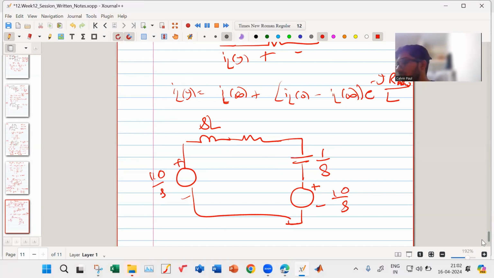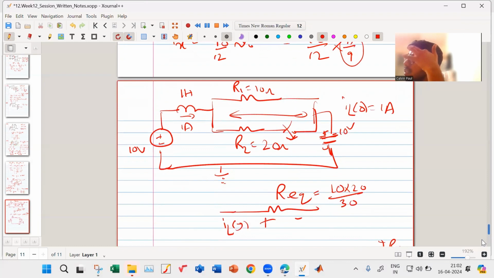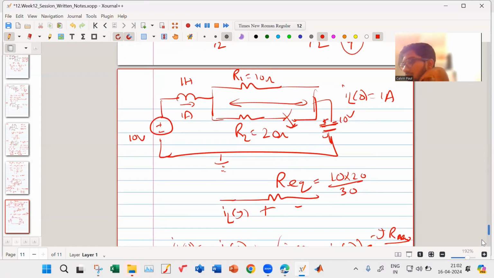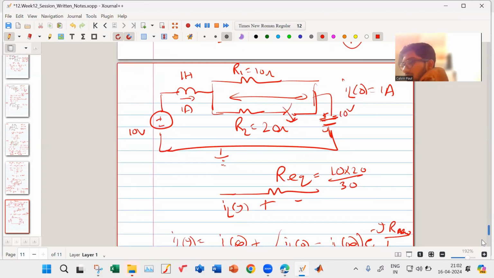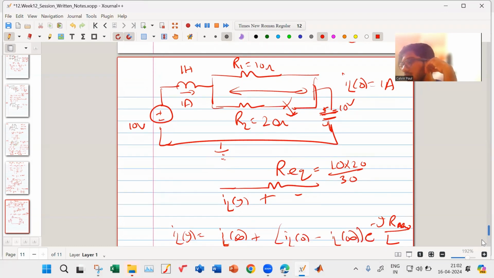So we are considering this as a unit step, the DC supply. What about AC? For AC, we have to consider e power j omega t plus e power minus j omega t, by 2. That is sine or cos.